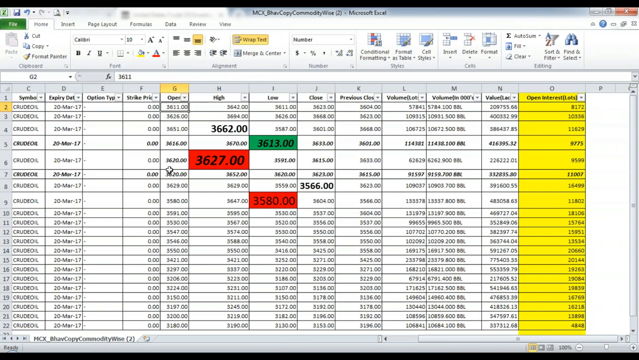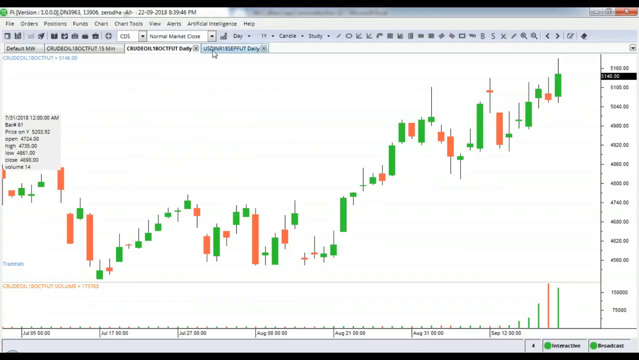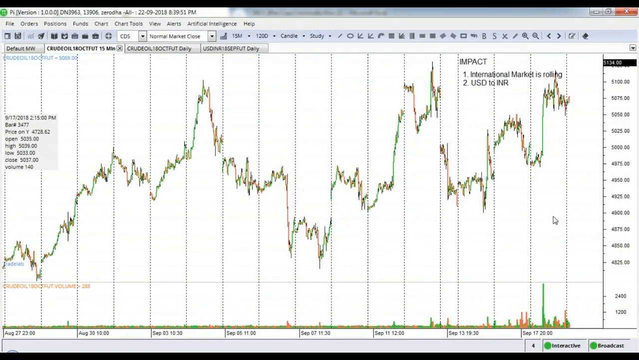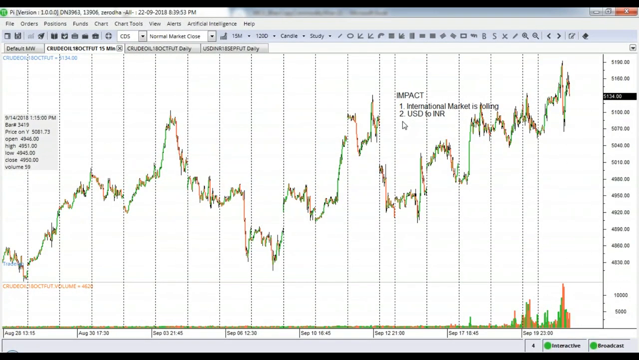Open is also not very important for us. But the high and the low, okay? And please remember there would be a slight fluctuation. It cannot be like the cash market with very clean levels, because over here, as I told you, there is influence, right? Influence of what all? International market, because the international market is rolling, and the second is the USD to INR fluctuation. Make sense?